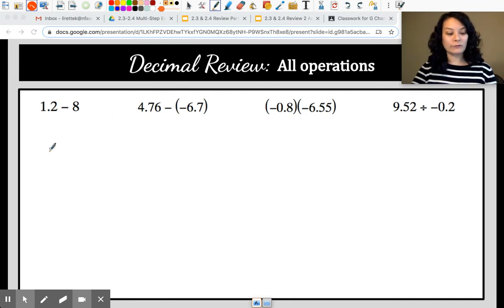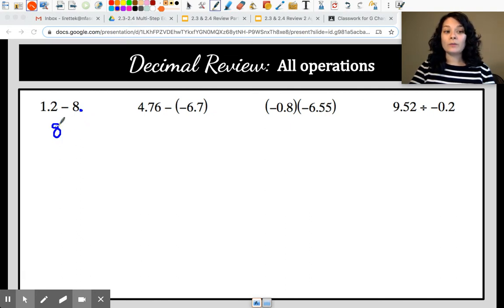So let's take a look at the first one. So we have 1.2 minus 8. So the 8 is technically a negative 8. I'm really just adding a negative 8 to 1.2. So I do want to subtract the two values because their signs are different. But when you add or subtract decimals, you might remember that you have to align the decimal points. Well, if 8 doesn't have a decimal, all I need to do is simply add one.